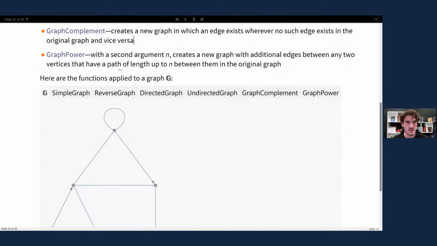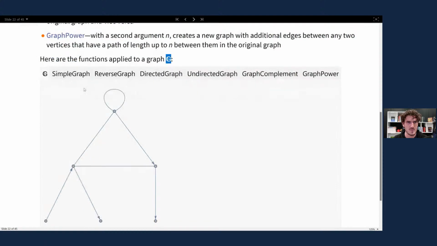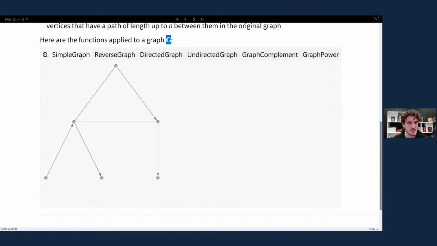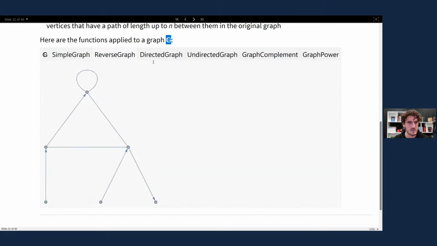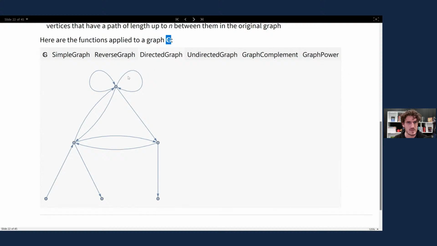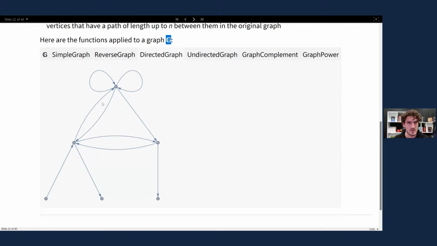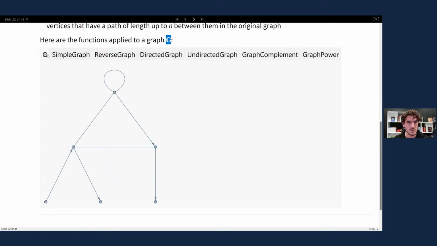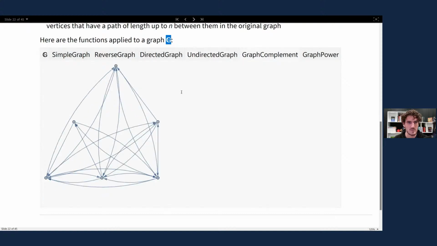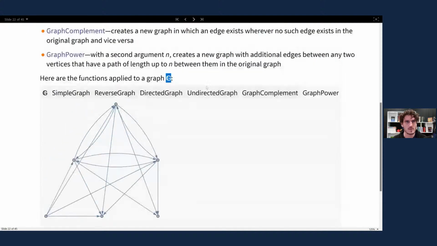Okay, and let's show some of these. So we have a graph G. And here is the simple graph of G, the reverse graph of G, the directed graph. You can see it's replaced this loop with two self loops that are directed. This has removed all direction. Here we have the complement, and then the graph power.